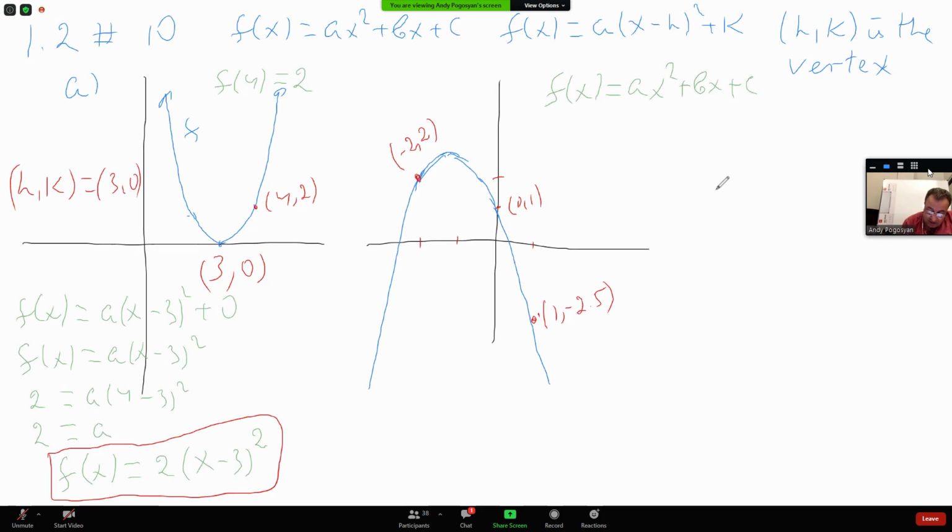Now, f at 0 equals 1. When x is 0, you get 1. So if you plug in, 1 equals a times 0 plus b times 0 plus c, which implies that c equals 1. So c, we have it. So now f of x equals ax squared plus bx plus 1.